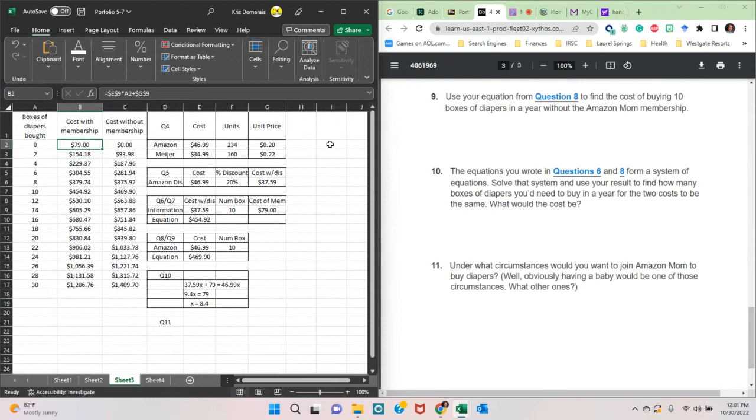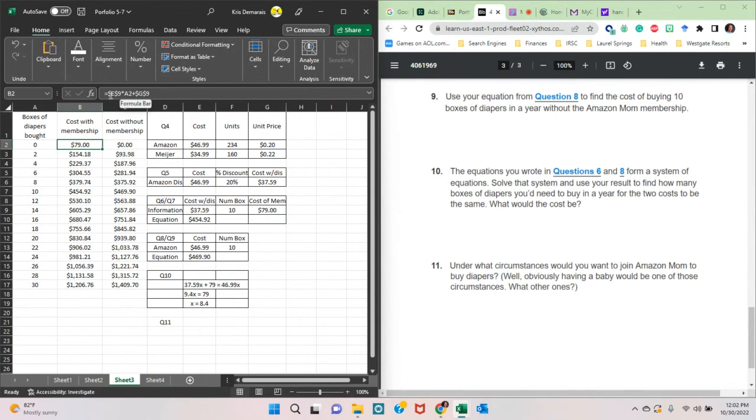Now, how this comes about. What you do is you take the value of the number of boxes of diapers. So you're going to take, first of all, E9. Where is E9? E9 is right here. That's this number. And then times the A2, which is right here, and then add G9, which is right there. It's the cost of membership. And you get the value of this answer.